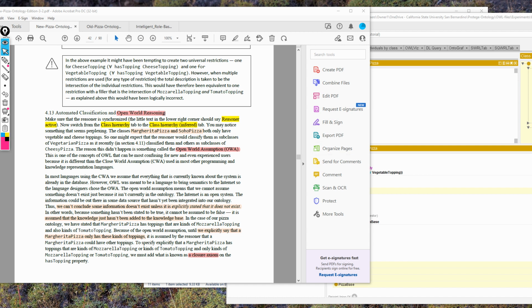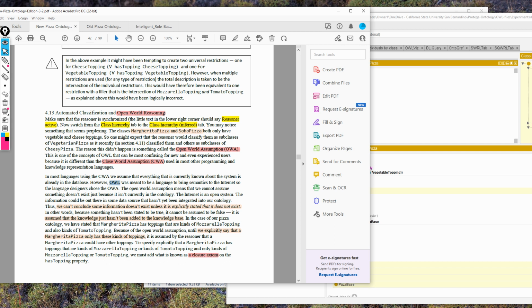Okay, so the main topic of this lecture is open world reasoning. The opposite of open world reasoning is, of course, closed world reasoning. I guess you probably took a database class, right? In a basic database class, pretty much any database and programming language assumes a closed world. With the CWA, the closed world assumption, you assume that everything currently known about the system is already in the database, right?